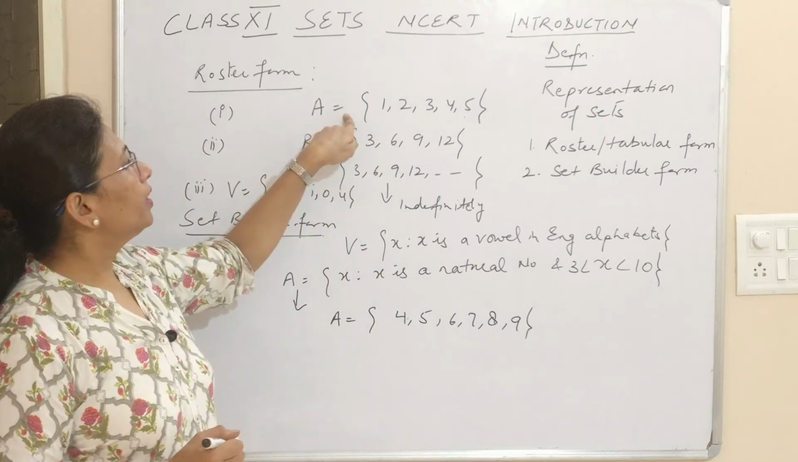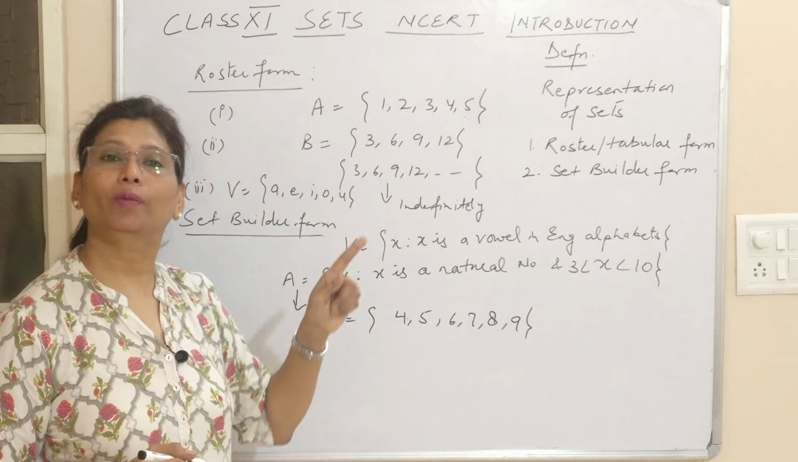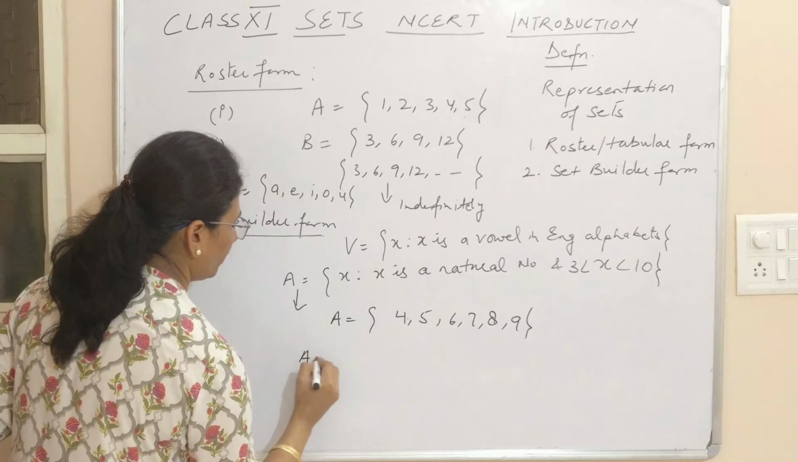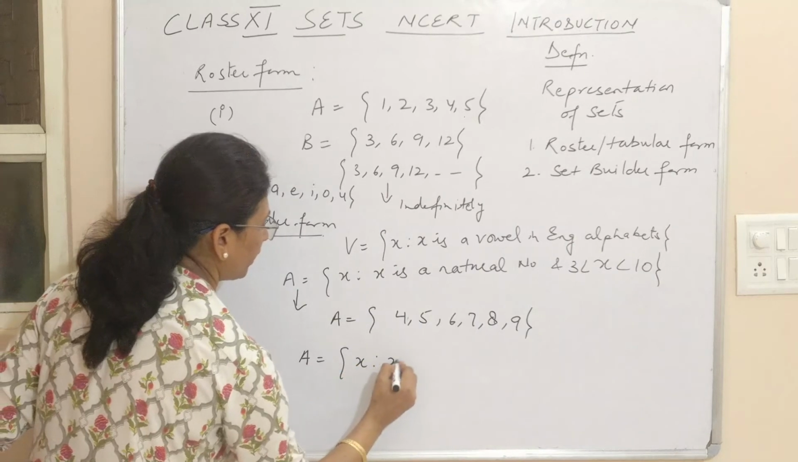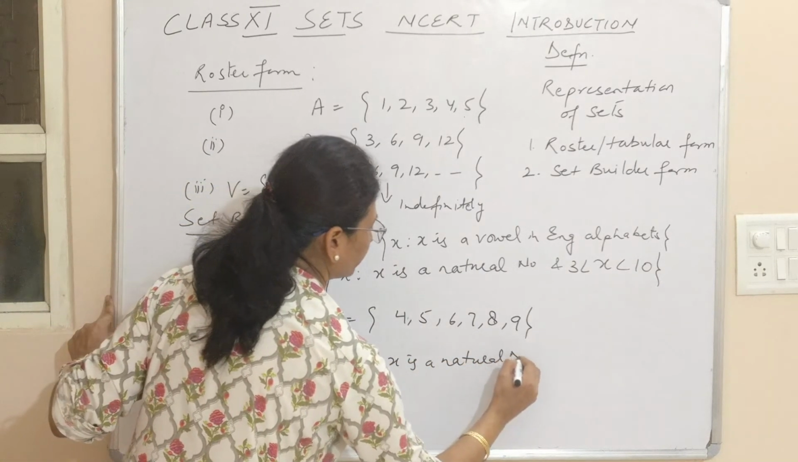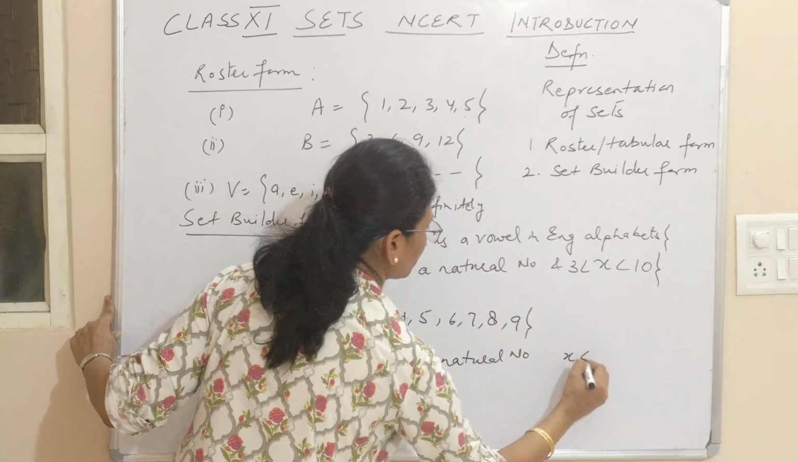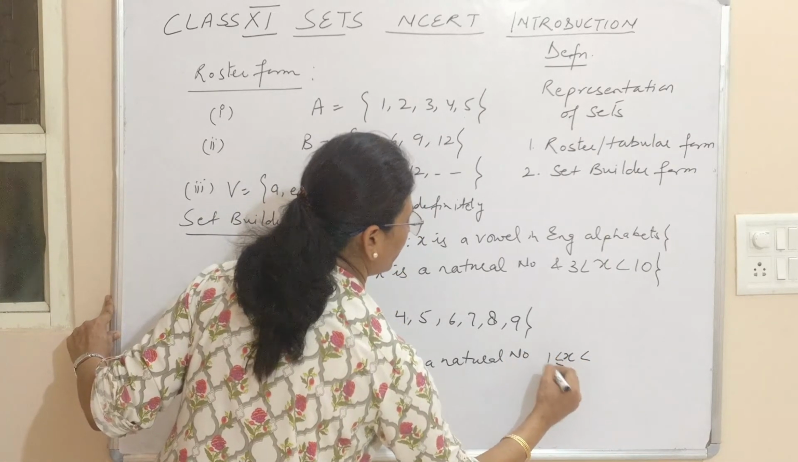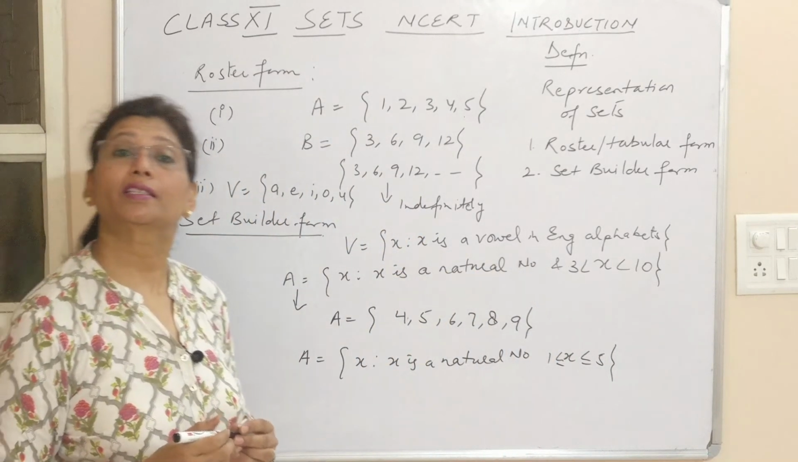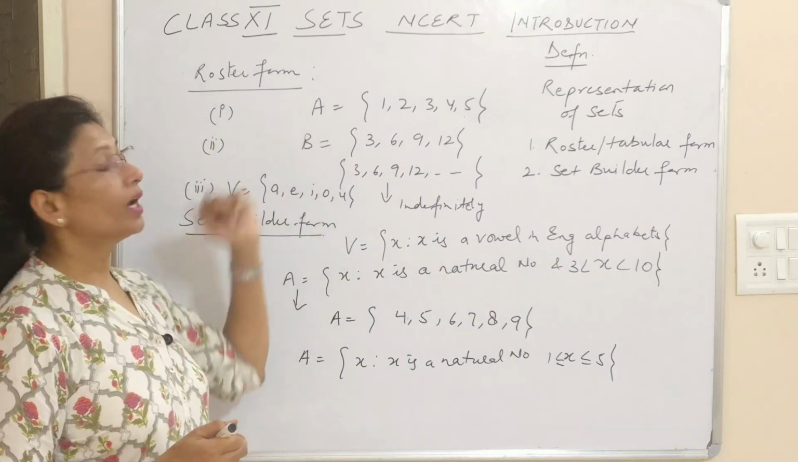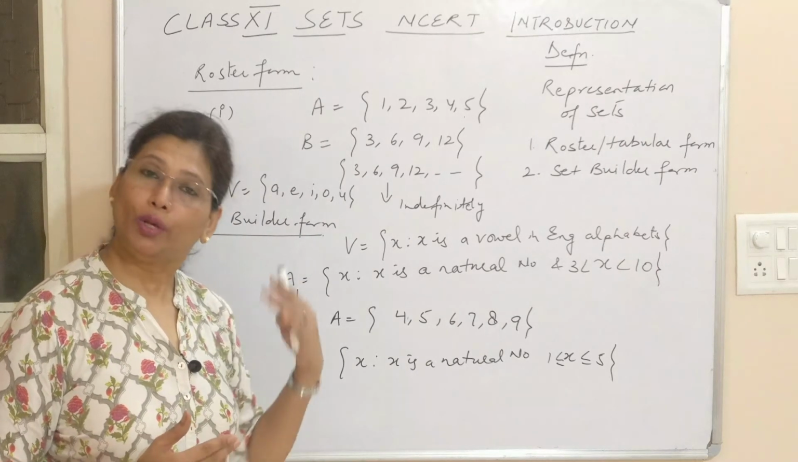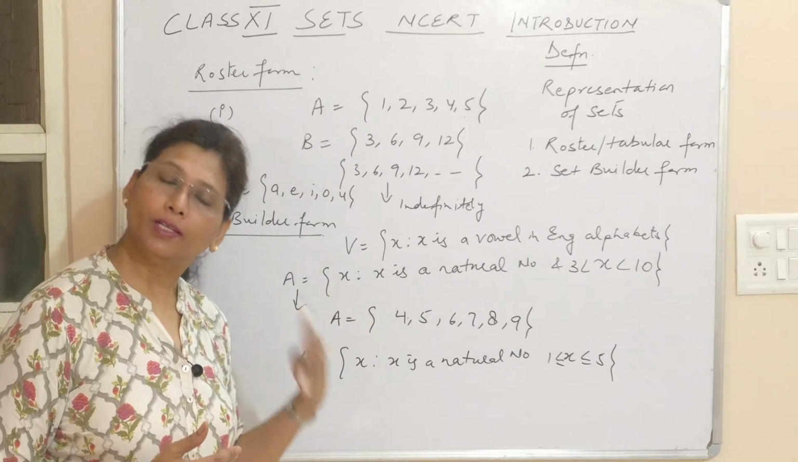Now this set can also be written in set builder form. Like here I can write A is the set of X such that X is a natural number, and X lies between, greater than or equal to 1 and less than or equal to 5. This can be written. This is set builder form. I want you to write the set builder form for set B. You can write the set builder form for set B.